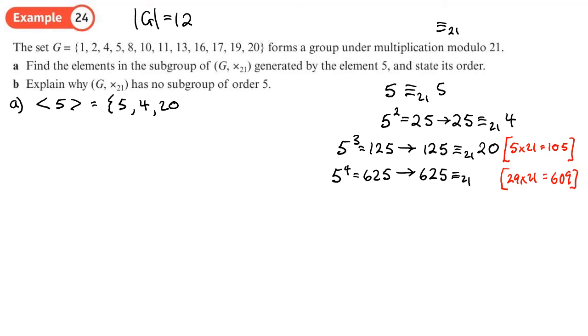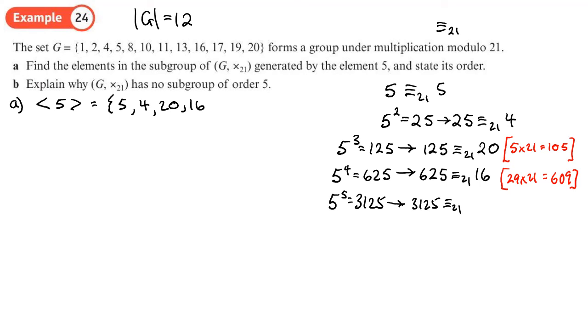So I can see 625 minus 609 leaves a remainder of 16. So let's write that down, 16. So that's the next element that's generated. 5 to the power 5 is 3125. Right, so what's 3125 in modulo 21?